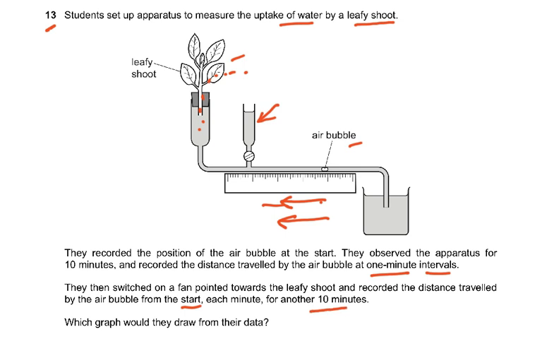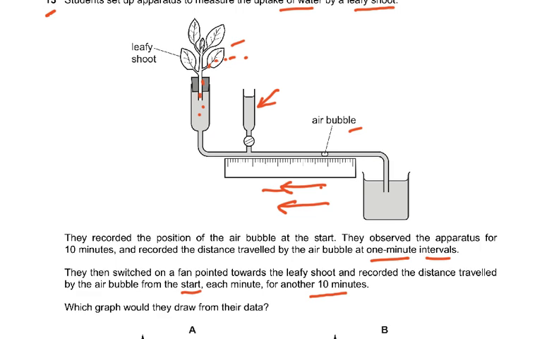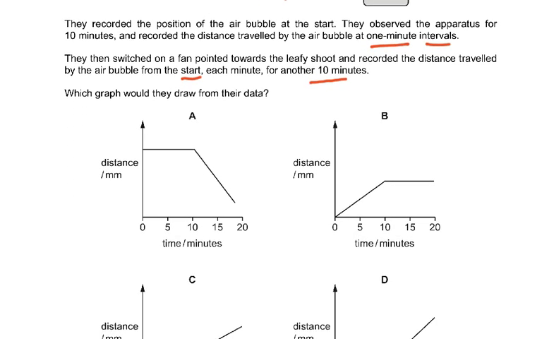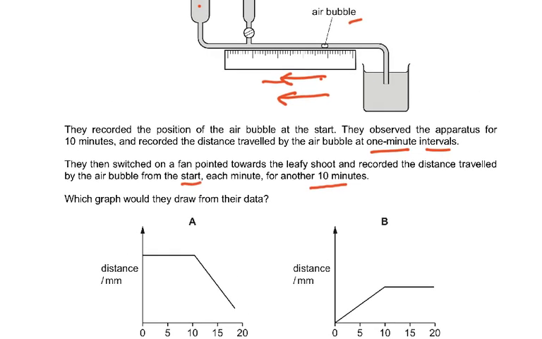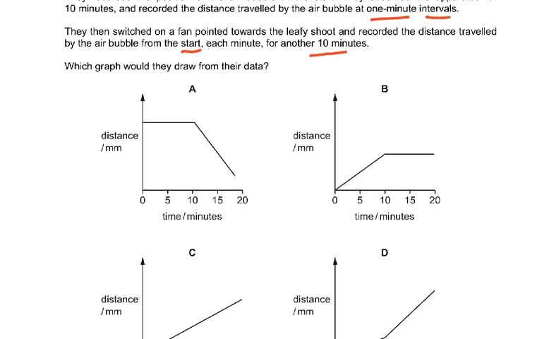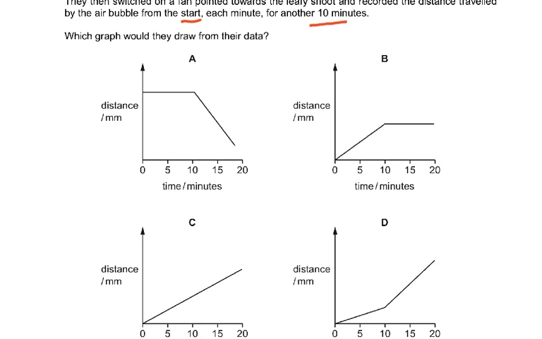Which graph would they draw from their data? First understand the question. Which graph would they draw from the data? So first it was without the fan, and then the rate of transpiration should have increased, so the bubble should have moved more, right? So the bubble should have moved more. You must look at the question first, and then you should think what the possible answers are going to be. Now let's look at the different graphs.